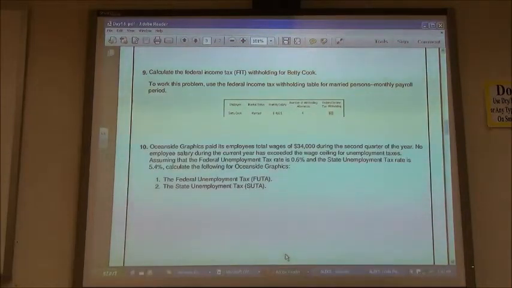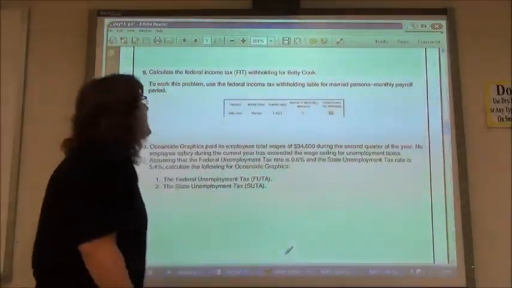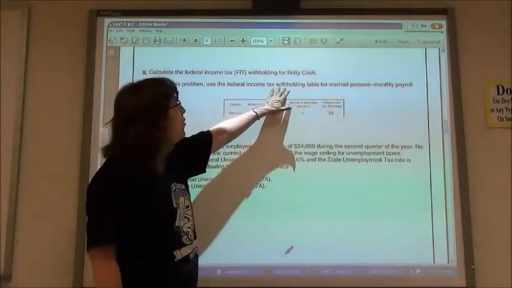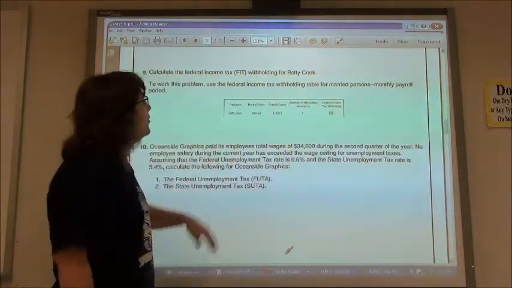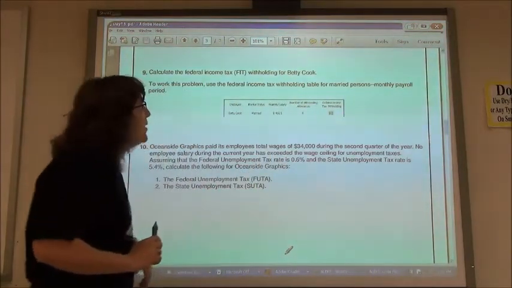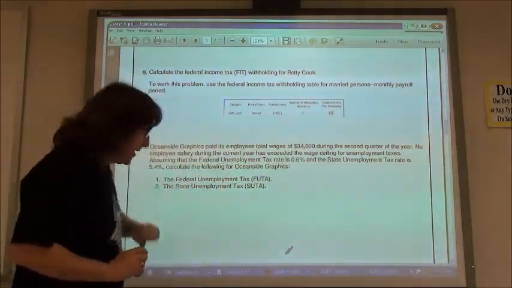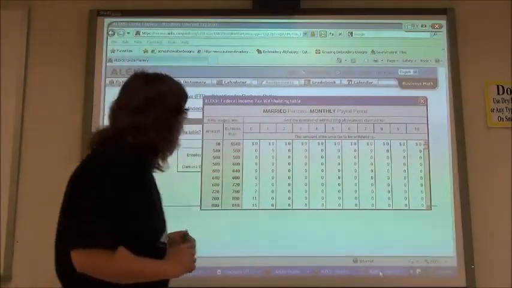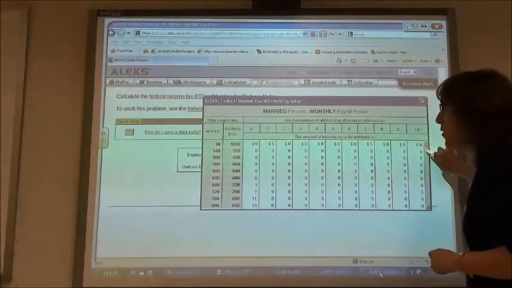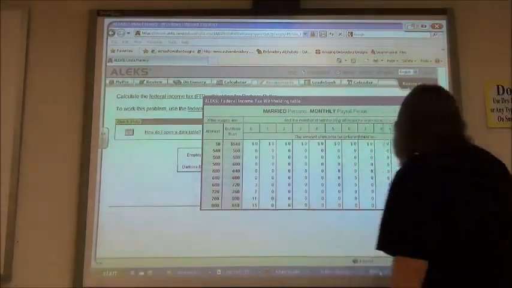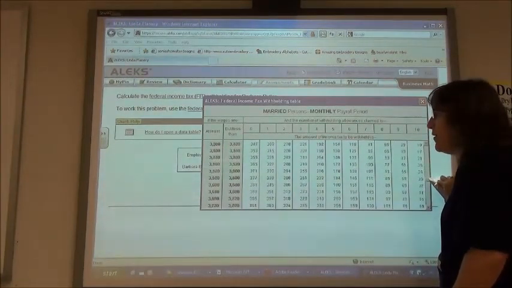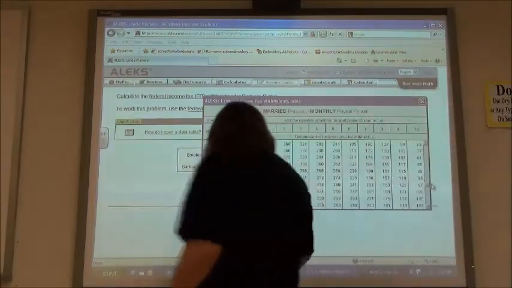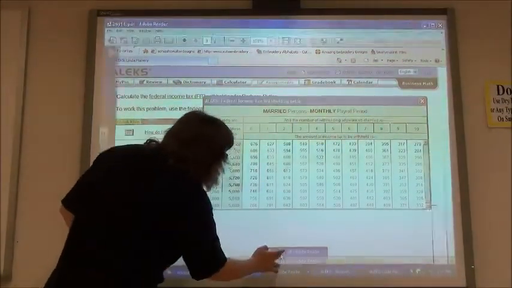So in number 9, again, we're calculating the federal income tax withholding using the withholding tax table. When you click on use the withholding tax table, it'll bring up the table, this time for married persons monthly payroll. So we are looking at $4,921 for withholding allowances. When I click, it's going to bring up my table. On my table, I wanted 4,000. I've got to go to 4,000 something. So let me move my table and go back over here to see what my amount was.